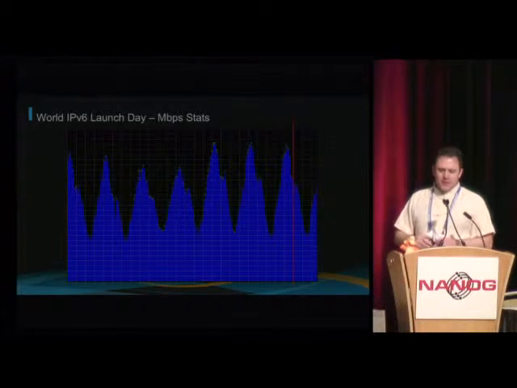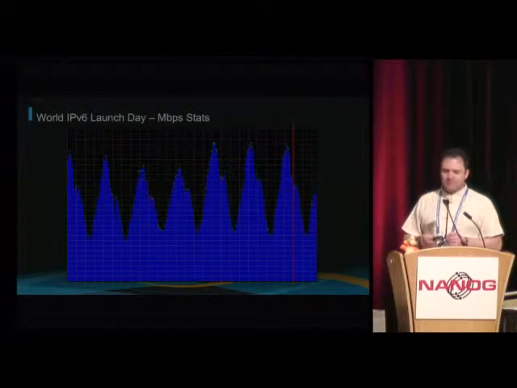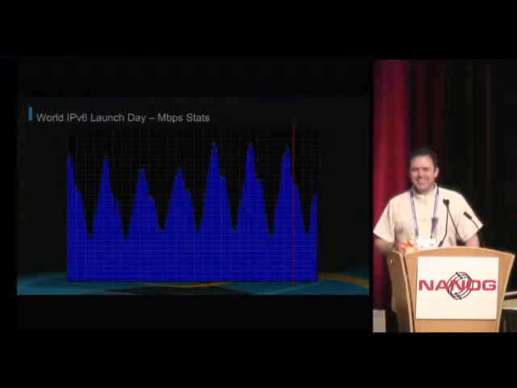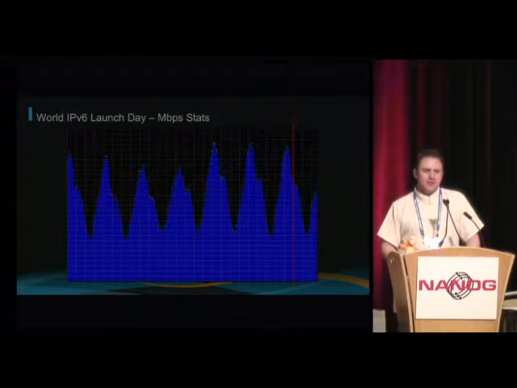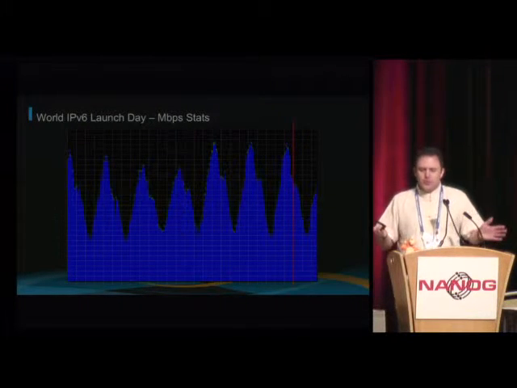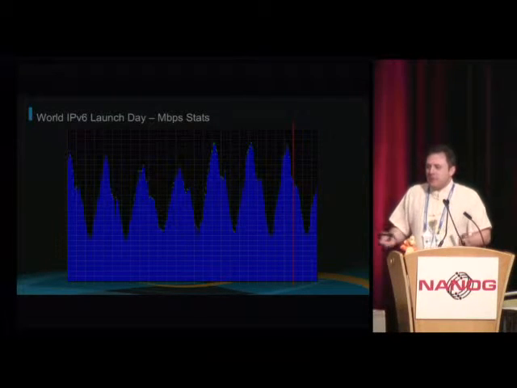So the red line is midnight UTC. As you can see, we had a massive increase right now. Wait a minute, no we didn't. Oops. Yeah, not a whole lot happened. It turns out everybody was v6ifying themselves before launch day. This is a good thing. And users didn't notice. There was nothing, it was a non-event.